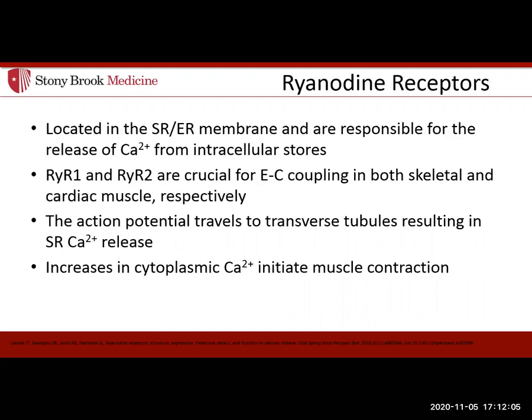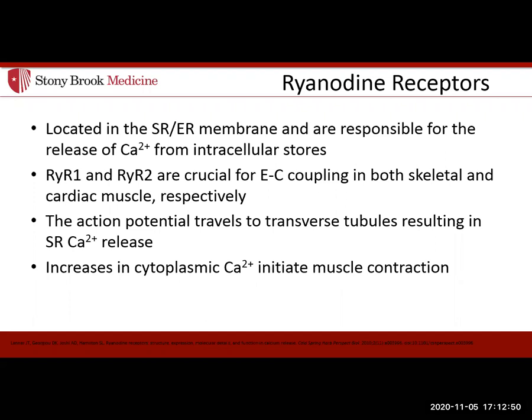Our ryanodine receptors are located in the sarcoplasmic reticulum and our endoplasmic reticulum. Again, these are responsible for the release of calcium from the intracellular stores. Our ryanodine 1 or R1 receptors are located on our skeletal muscles, while our ryanodine 2 or R2 receptors are on our cardiac muscles. These are crucial for that EC coupling I mentioned on the last slide in these respective places. When the ryanodine receptors are activated, the action potential travels to the transverse tubules, which results in our calcium release. Due to this increase in cytoplasmic calcium, this is when we get our muscle contractions.